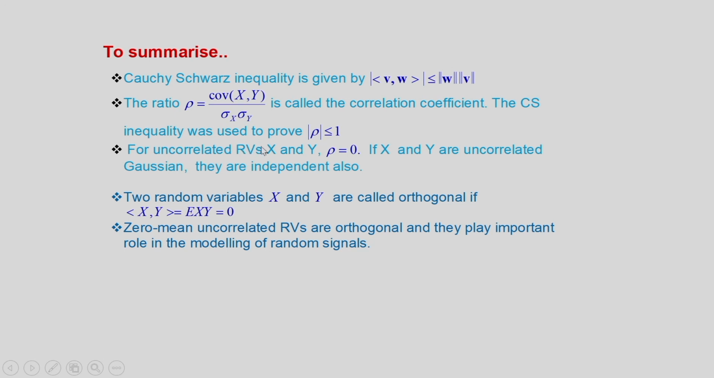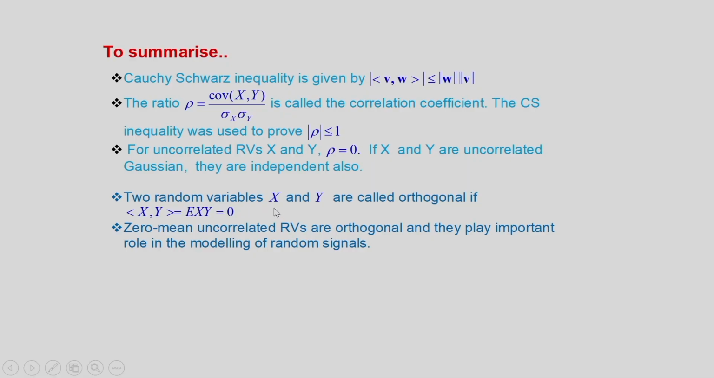For uncorrelated random variables x and y, rho is equal to 0. If x and y are uncorrelated Gaussian, then they are independent also. Using the joint PDF of the Gaussian random variables, we showed that if rho is equal to 0, then x and y are independent also. Generally, independent random variables are uncorrelated, but uncorrelated does not imply independence. Only in the case of Gaussian, if they are uncorrelated, then they are independent also.